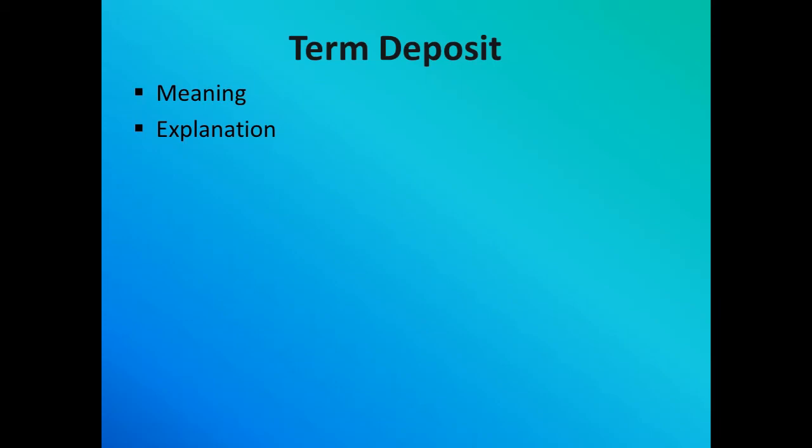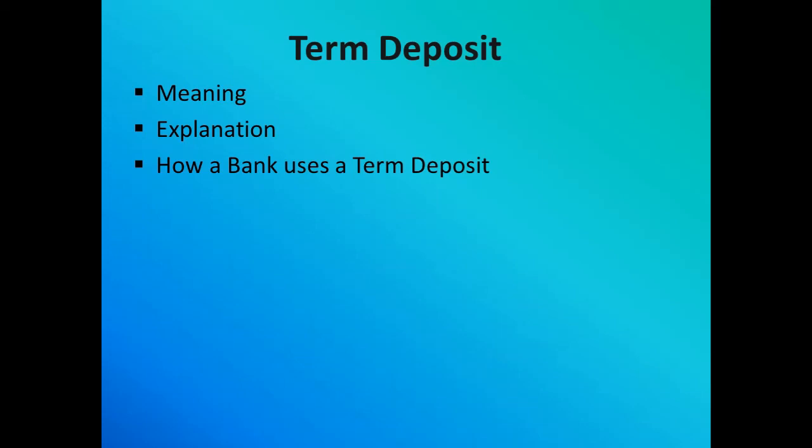The term deposits sold by the banks are insured by the Federal Deposit Insurance Corporation, which means FDIC. The NCUA, the National Credit Union Administration, provides the coverage for those sold in the credit unions. So this is the term deposit.